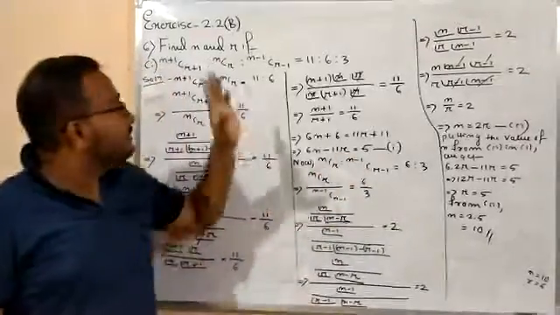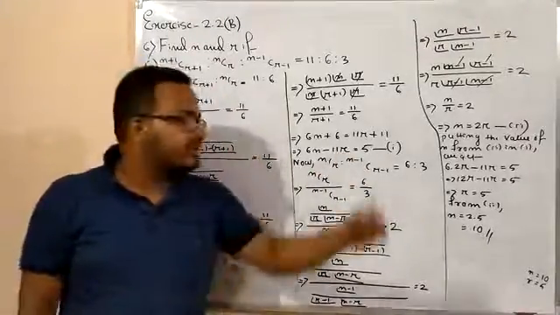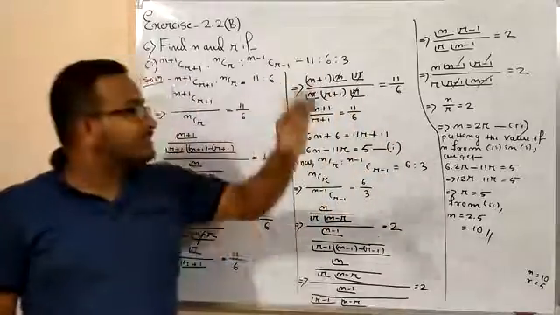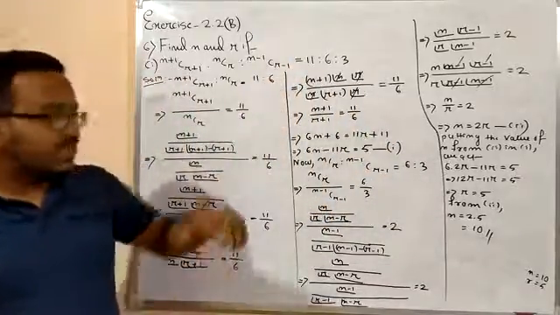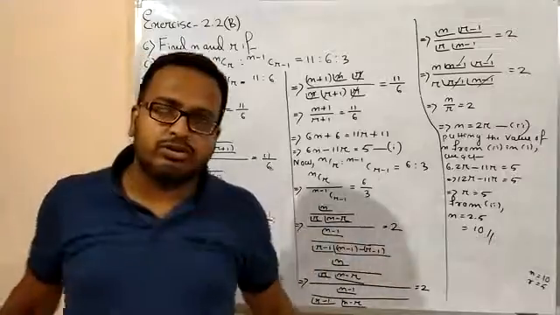So try to solve number 2 and number 3 on your own. Okay? Because number 2 and number 3 are the same as number 1. Okay? So let us solve the next problem. Before that, pause the video and note it down.